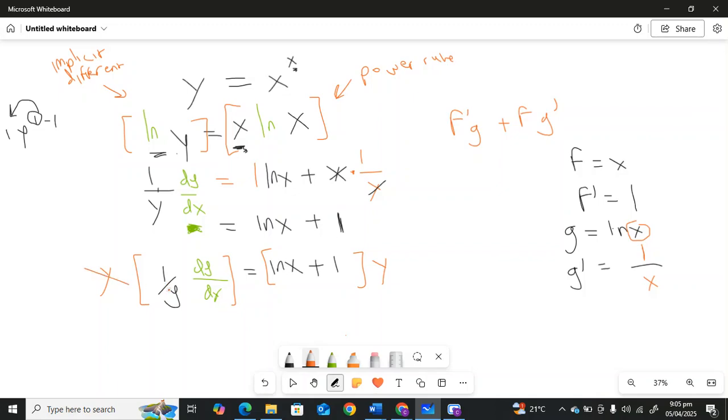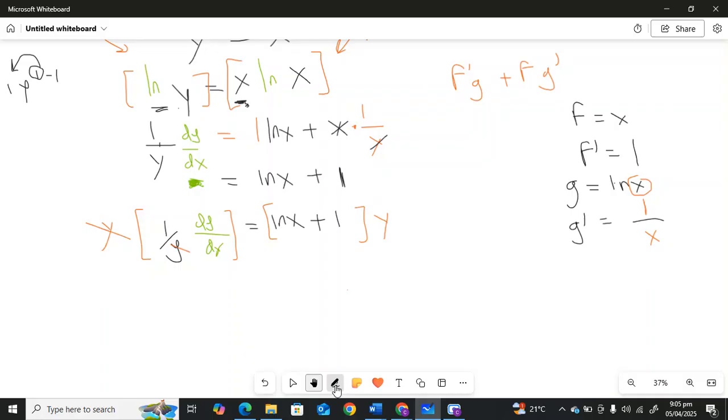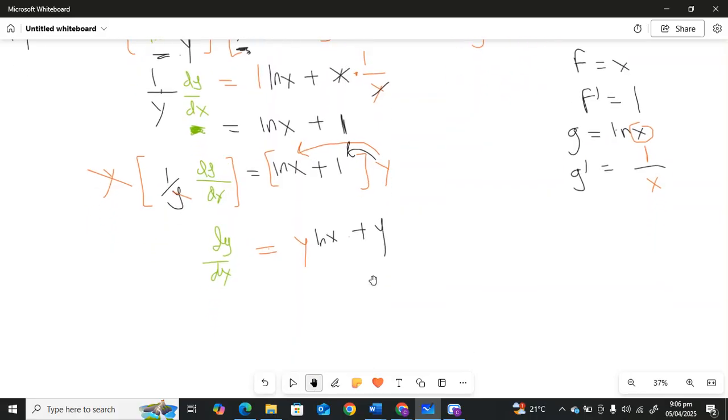So these y's here on the left-hand side, they cancel each other. So you have the expression here, dy dx equals y times natural log of x, y natural log of x, plus y times 1, that is y. Okay, so this is the answer for the question.